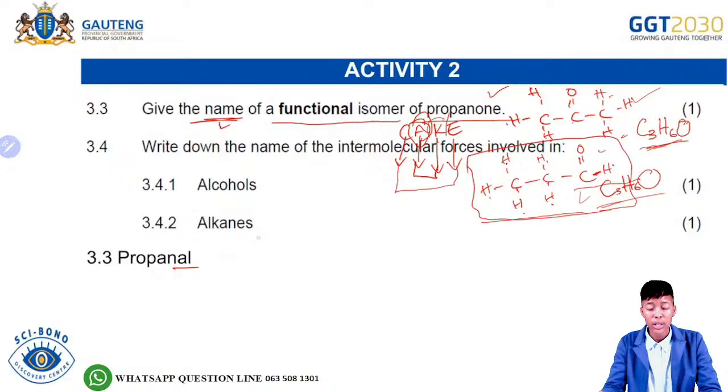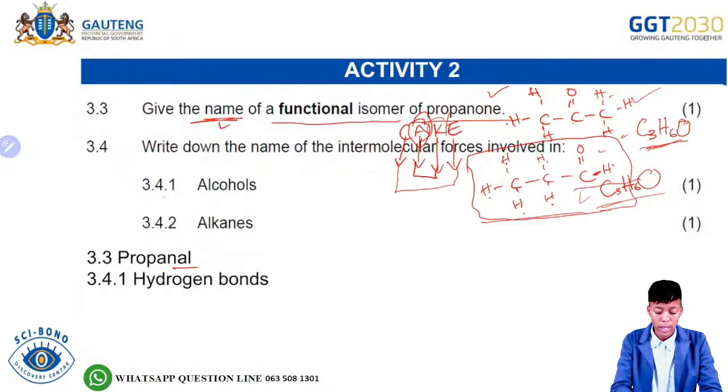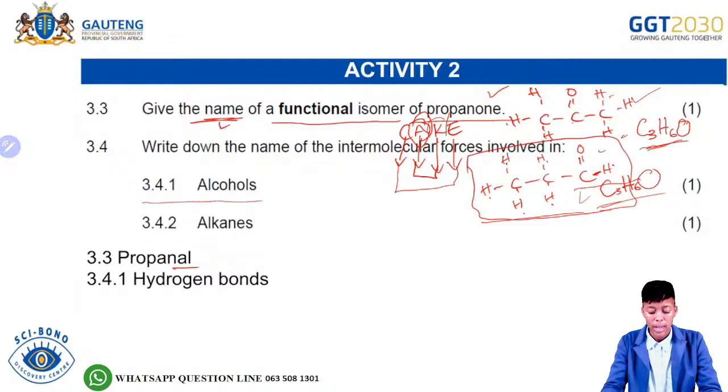Then 3.4 says, write down the name of the intermolecular forces that are involved in the following. So again, we'll go back to London forces, AAA, dipole forces, Hague, and hydrogen bonding, which we have AC. You need to recall all of that. For 3.4.1, hydrogen bonds, the last column under hydrogen bonds has your alcohol and your carboxylic acid. So our answer there will be hydrogen bonds.